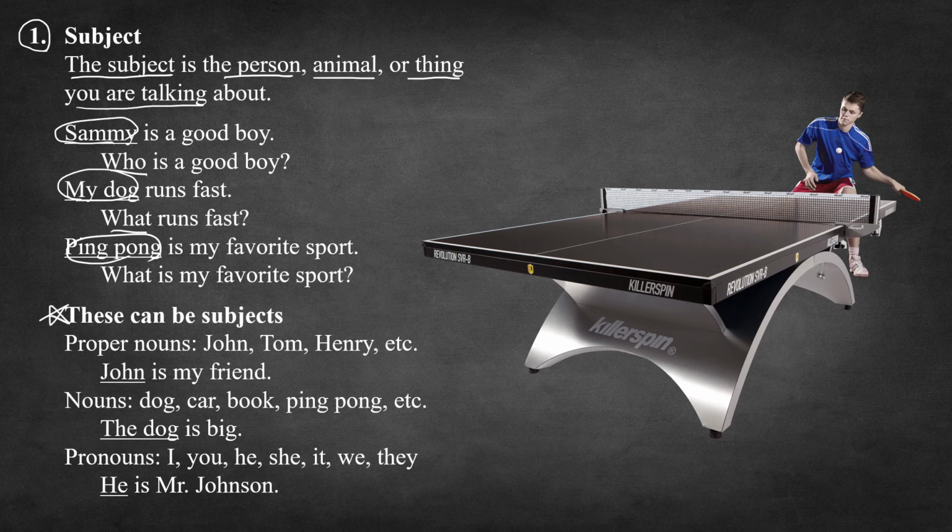And the following things can be the subject of a sentence. Proper nouns. Proper nouns are names, not only the names of human beings, but also the names of places, mountains, and rivers. John, Tom, Henry, Mount Everest, the Mississippi River, Brazil, China, America. John is my friend. A proper noun is the subject.